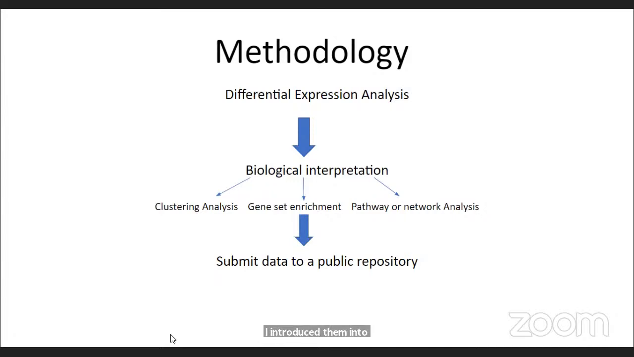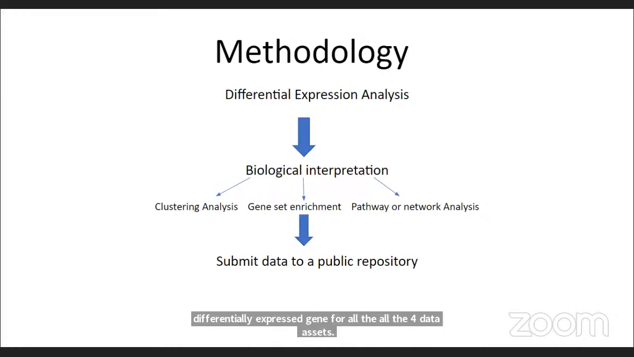find differentially expressed genes. To find upregulated genes, I performed t-tests, and I could identify upregulated differentially expressed genes for all the 4 data sets. After this, I matched the probe IDs with their corresponding gene symbols.